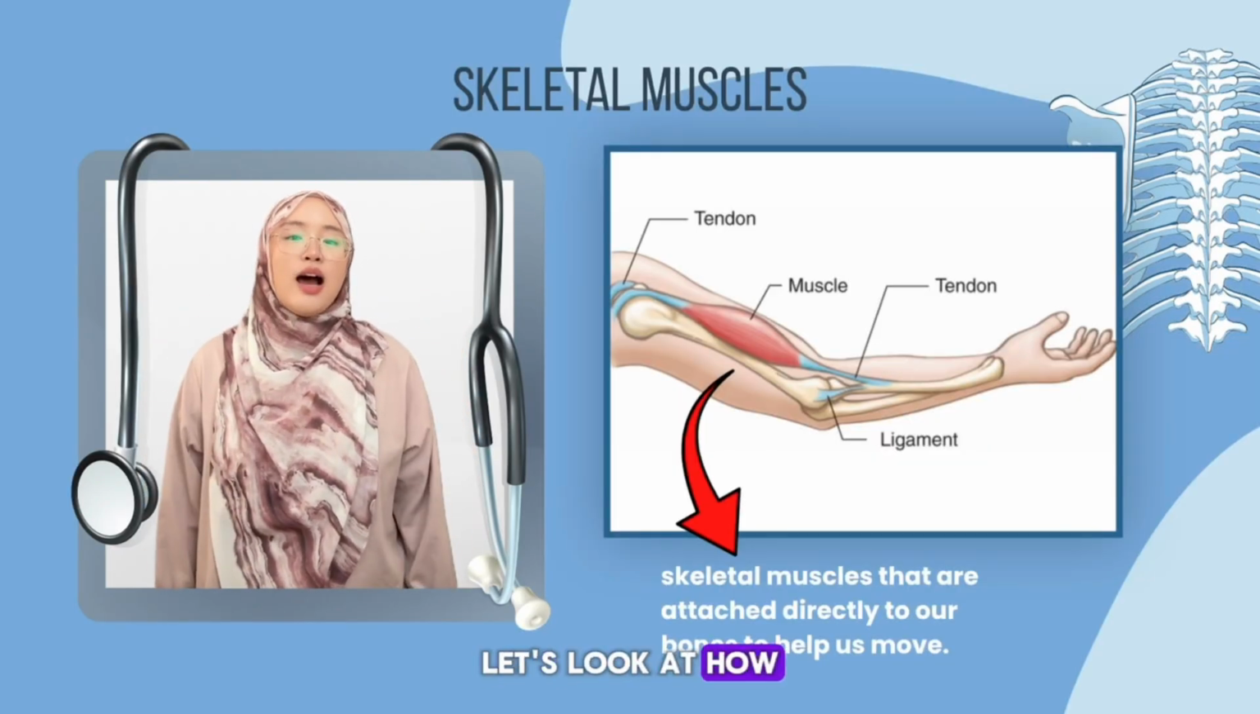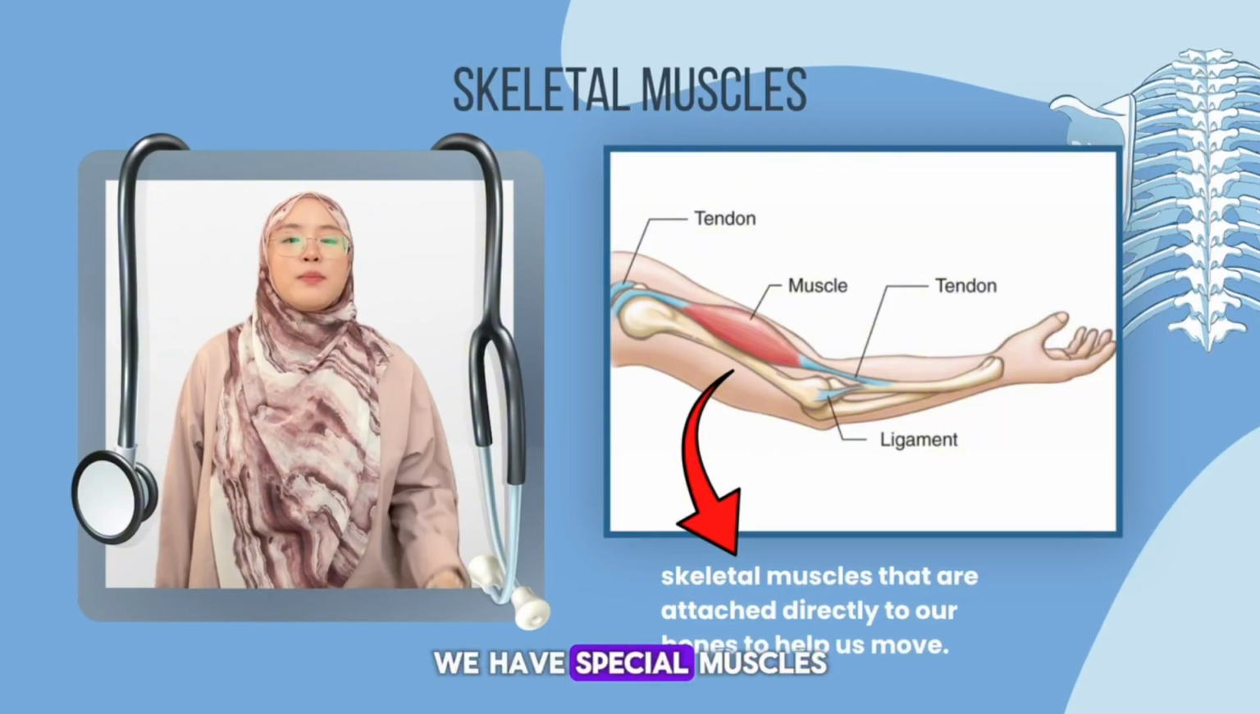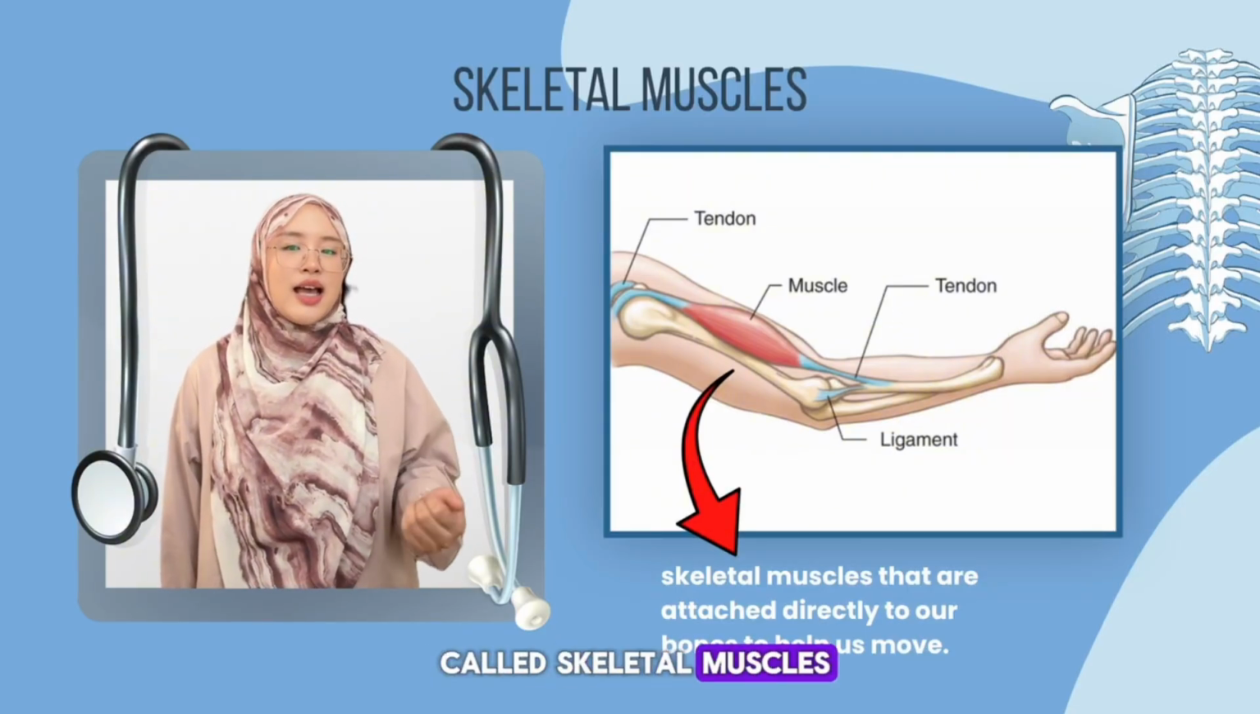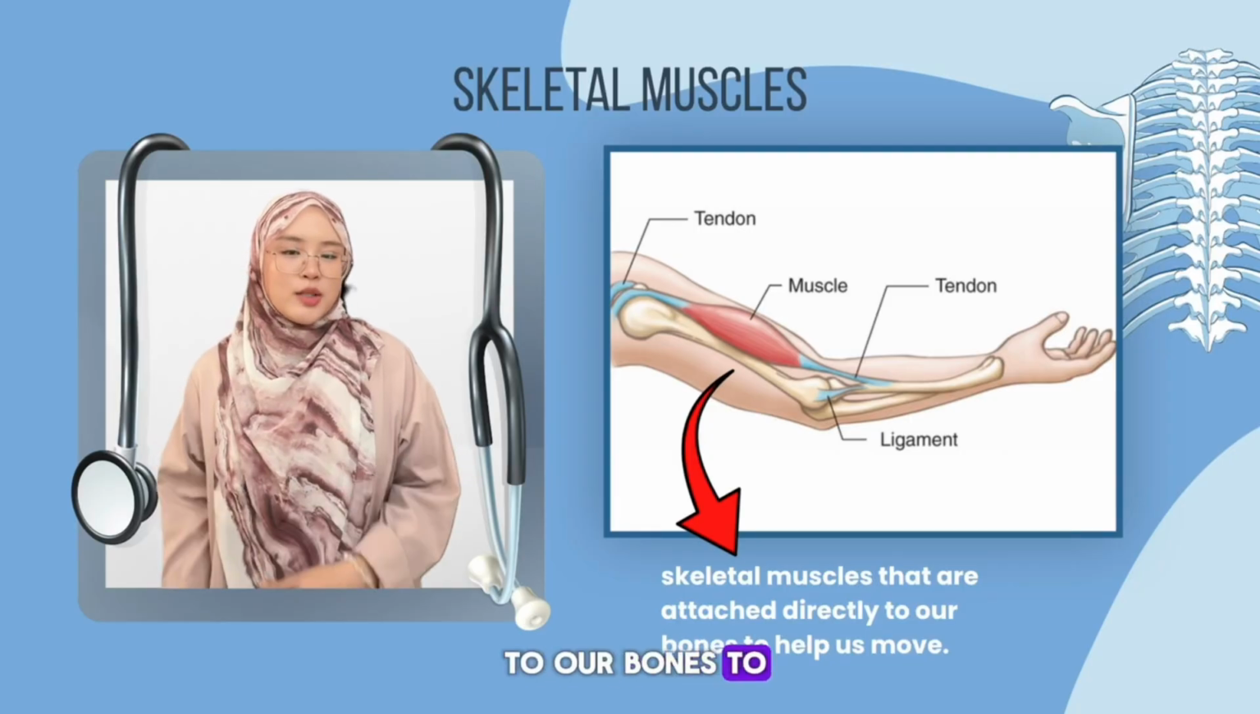First, let's look at how muscles move our bones. We have special muscles called skeletal muscles that are attached directly to our bones to help us move.